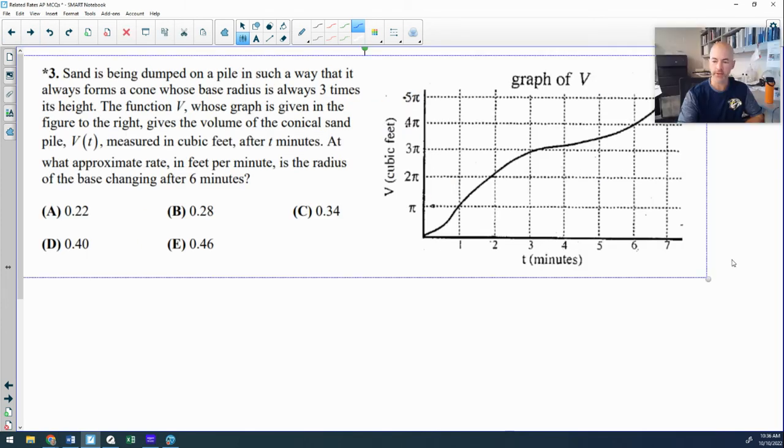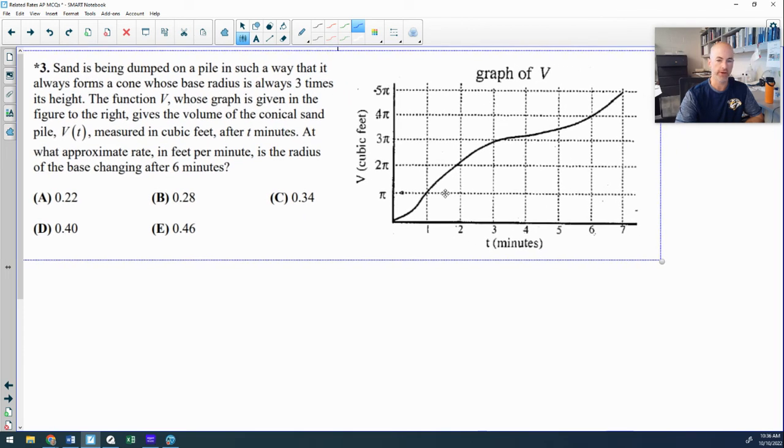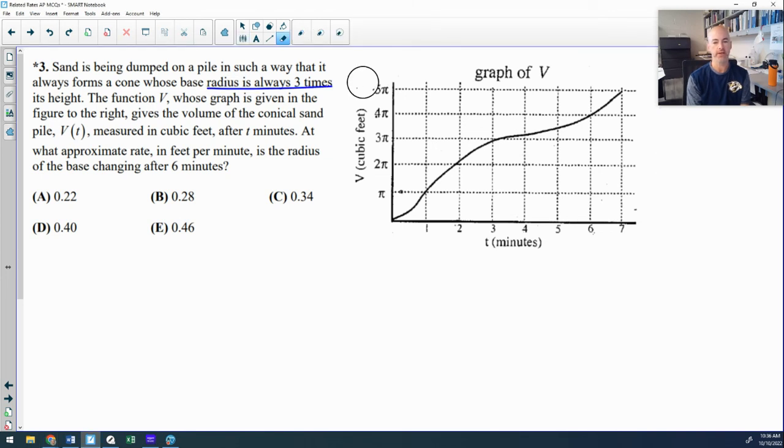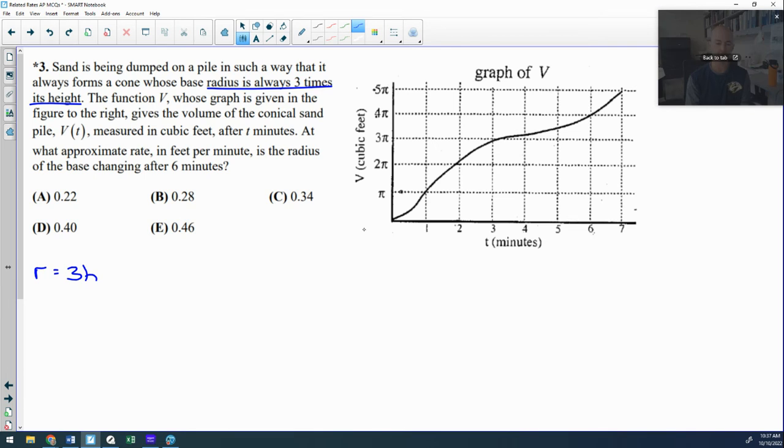And 3, I believe, is the worst one, or I'll say the most challenging problem on this sheet. So we have sand being dumped on a pile in such a way that it always forms a cone. The base radius is always 3 times the height. So I'm going to make note of that. The radius is always 3 times its height. So I can write that down. Radius is 3 times height. We have a function v for the volume of the cone, and we have a graph showing different values of v at different intervals of time.